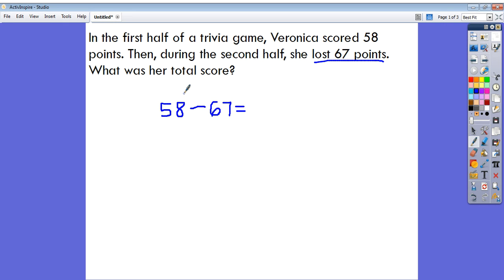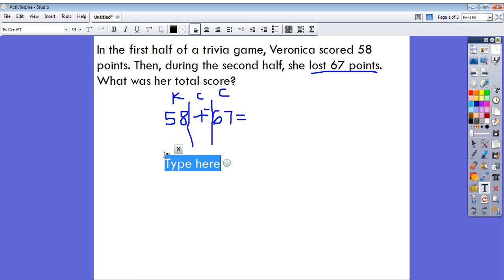I can see that 58, the amount I'm starting with, is actually less than the amount I'm taking away, so I know right away that my answer is going to be negative. But let's prove this by using the additive inverse, or keep, change, change. That means keep the 58, change subtract to add, and then change positive 67 to negative 67. So let me rewrite this so it's easier to see. 58 plus negative 67.